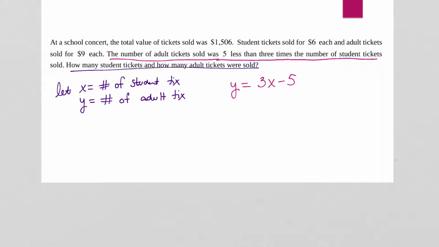Now let's talk about the value of these tickets. The total value is $1,506. But you do know something. You know that student tickets were $6, so I've got 6 times x, plus the adult tickets were $9, so 9 times the number of adult tickets, and that total was $1,506.